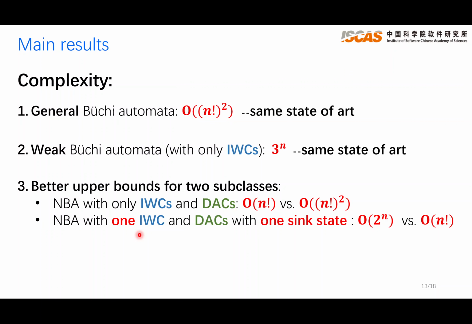If we put more restrictions on this class, like we let the automaton have only one inherently weak SCC and make deterministic accepting SCCs have one sink state, we obtain a new subclass, and the complexity will be improved to exponential time. Both subclasses have exponentially better upper bounds than before.